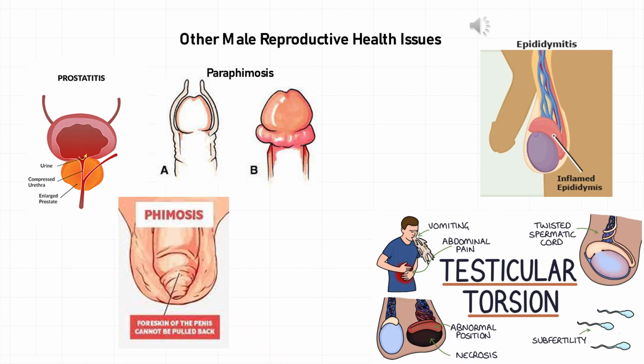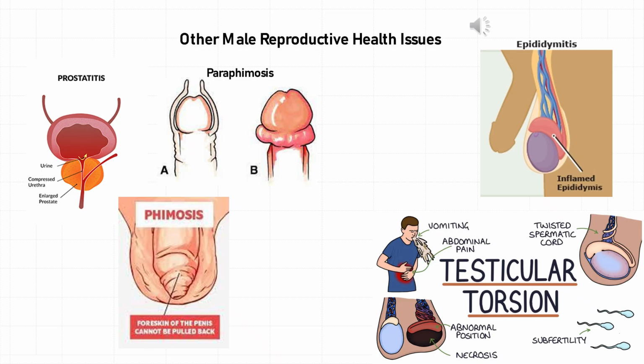So if it is STI related, we're going to give antibiotics. If it's UTI related, we'll give antibiotics like levofloxacin. In general, we'll do scrotal elevation, some NSAIDs, rest, abstain from sexual activity, and apply some ice packs to help with inflammation.